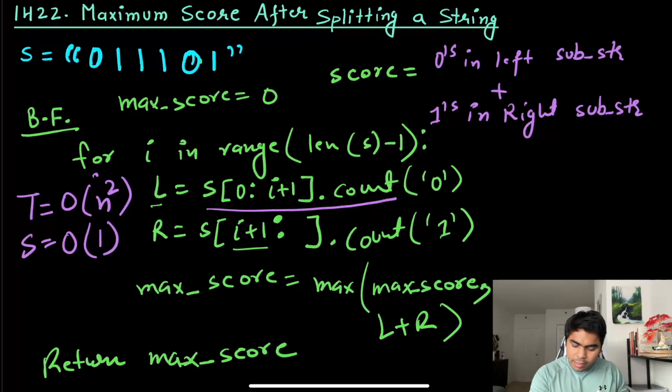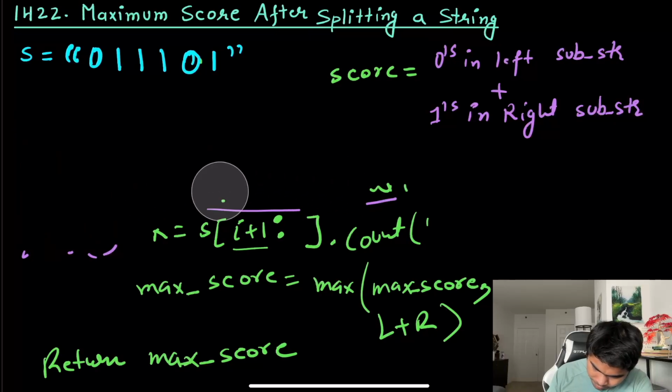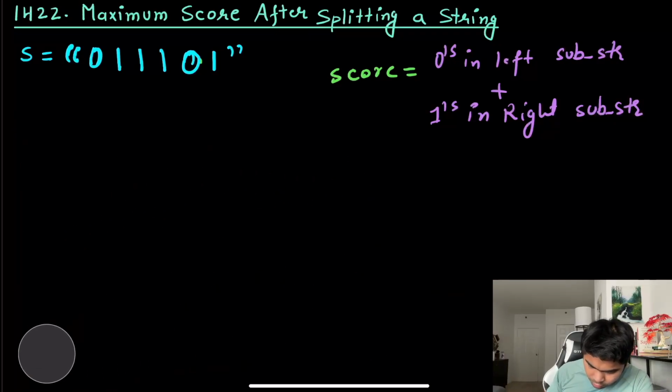But let's see, can we do better? Well, we can definitely do better. That is why it's called a brute force solution. How can we do better? Well, let's make use of some space. So I'm just going to get rid of this brute force solution now.